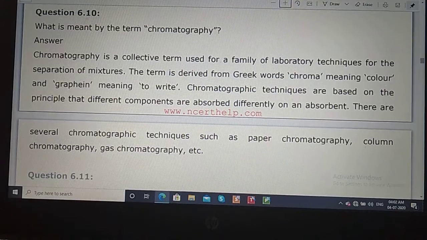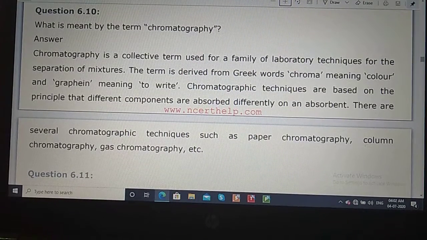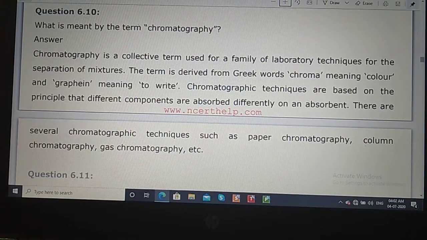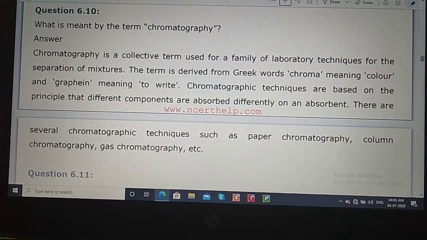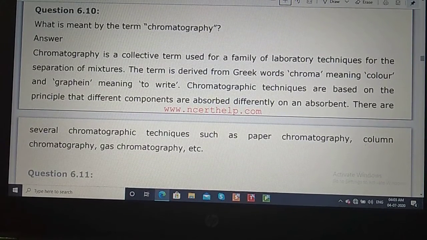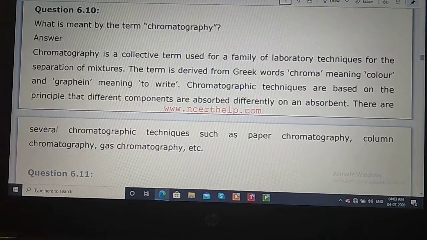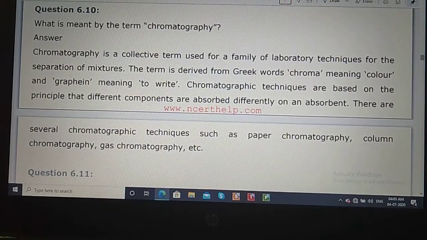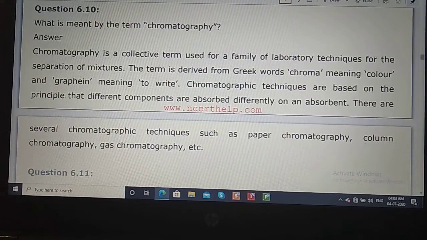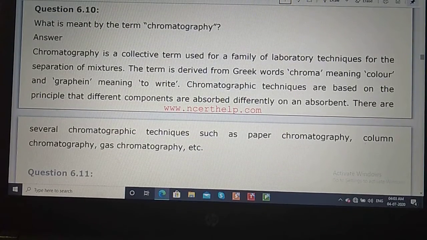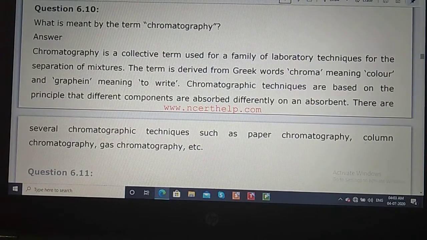Hello, good evening friend. Now let us see question number 10 of the metallurgy, a very easy question they have given. What is meant by the term chromatography? Dear student, we have already studied in question number 5 or 6, where they asked about zone refining and the chromatography technique. Here again they ask what is meant by the term chromatography.